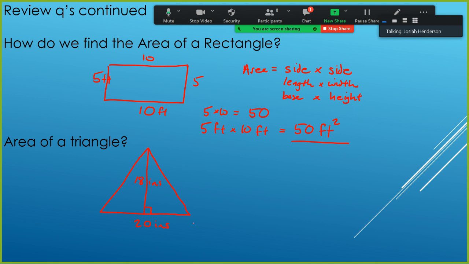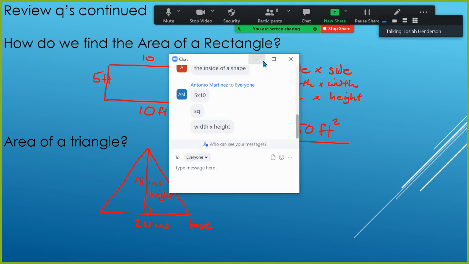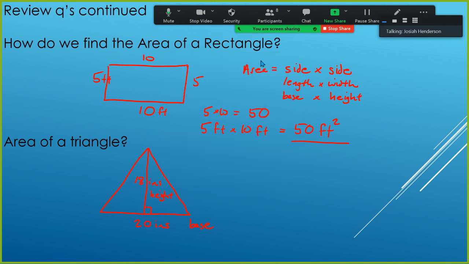then we need to know the base. I'm going to label this, and we need to know its height and the area of it. Let's see, someone's in the chat. We're going to use that, Antonio. Antonio said width and height. So if the width that he's referencing is the base of it, the bottom that we choose as this 20, then the area of a triangle is 1/2 times the base times the height. And you can think of it as the width times the height. That's cool too.